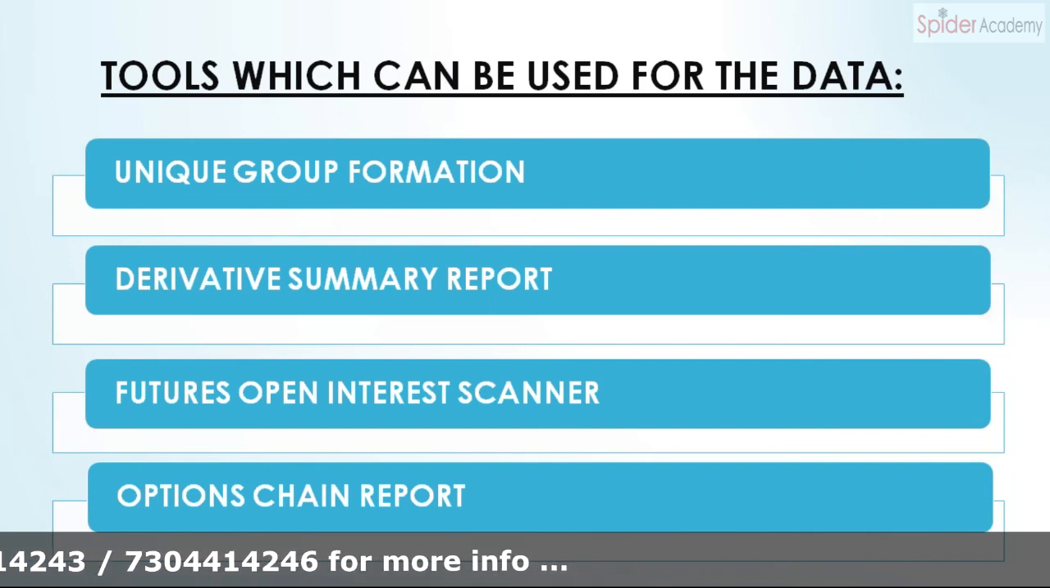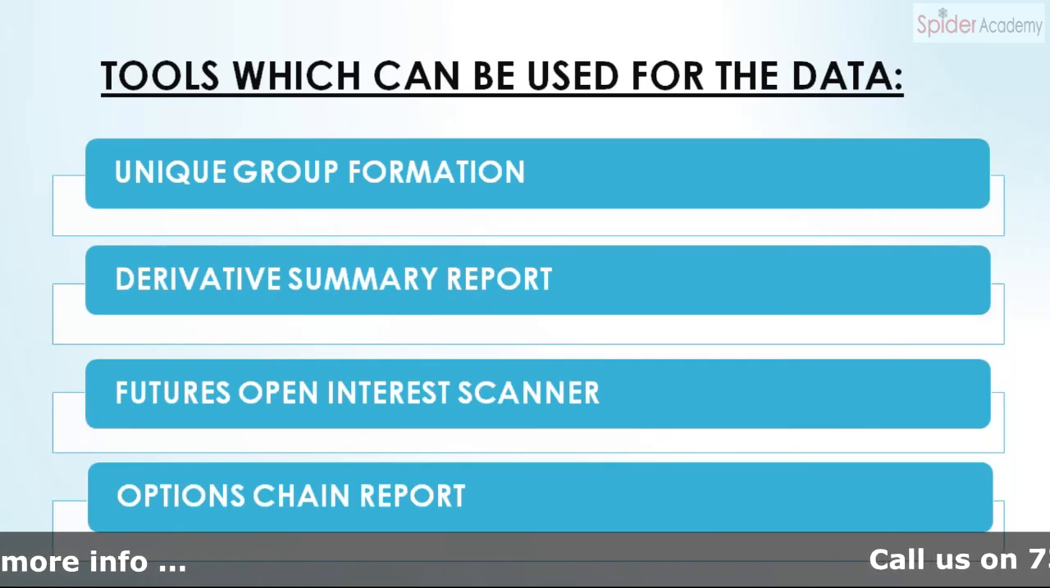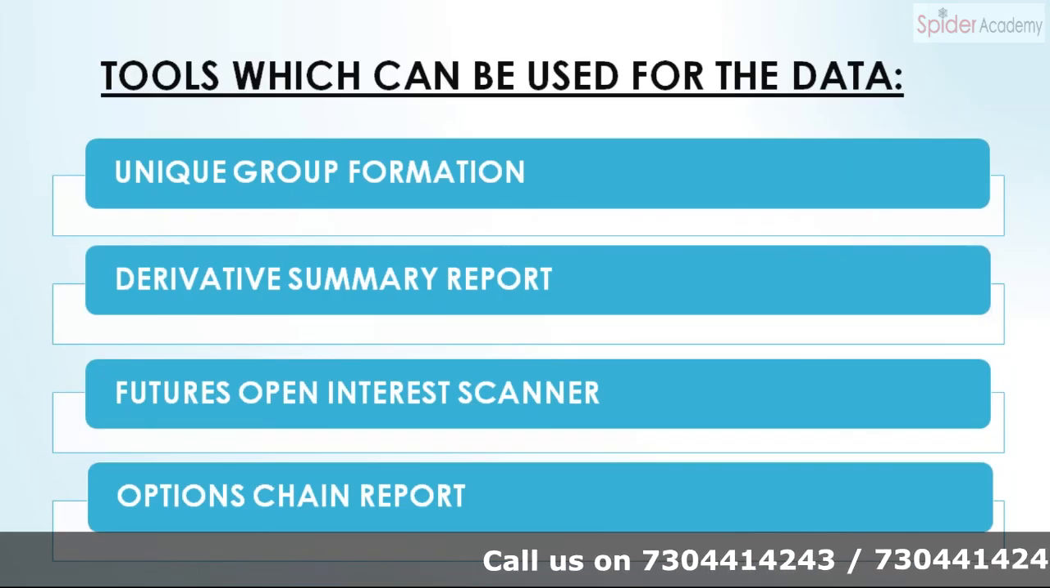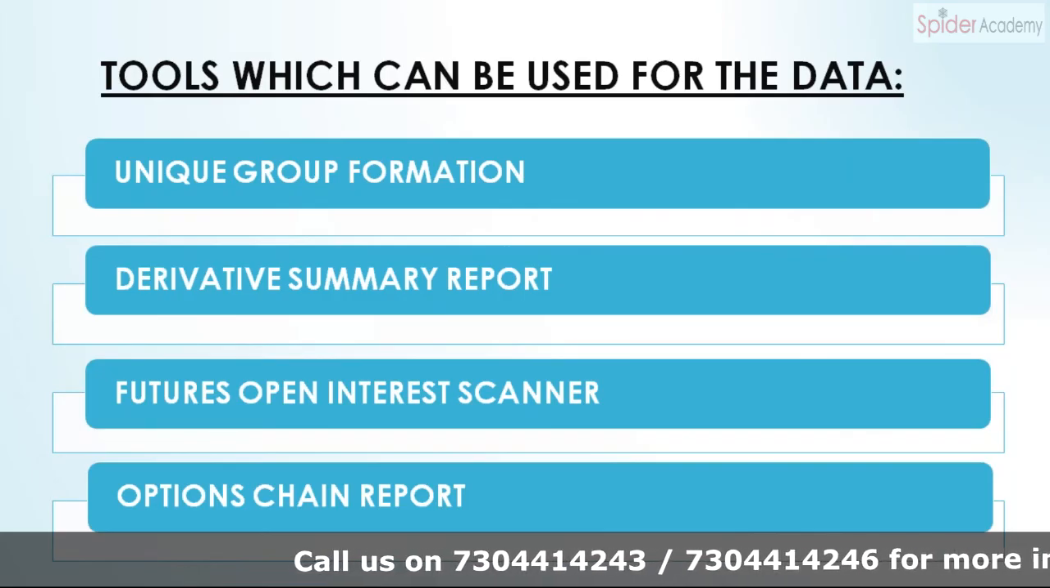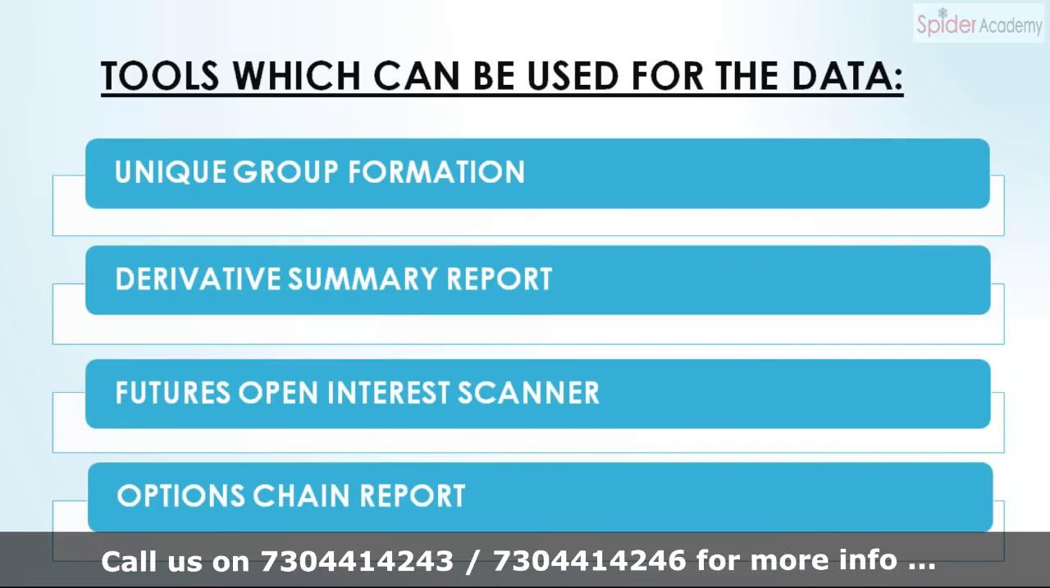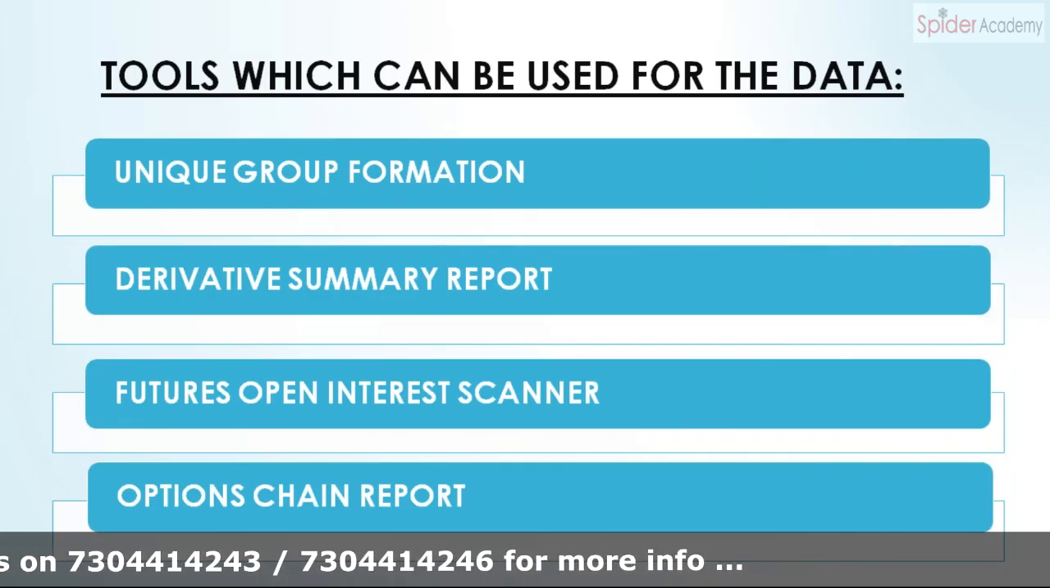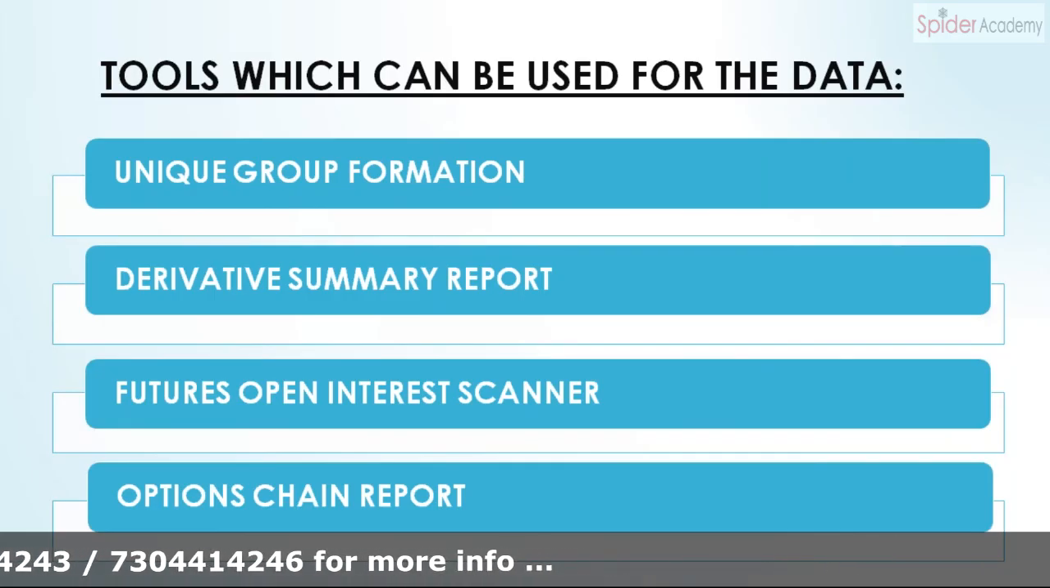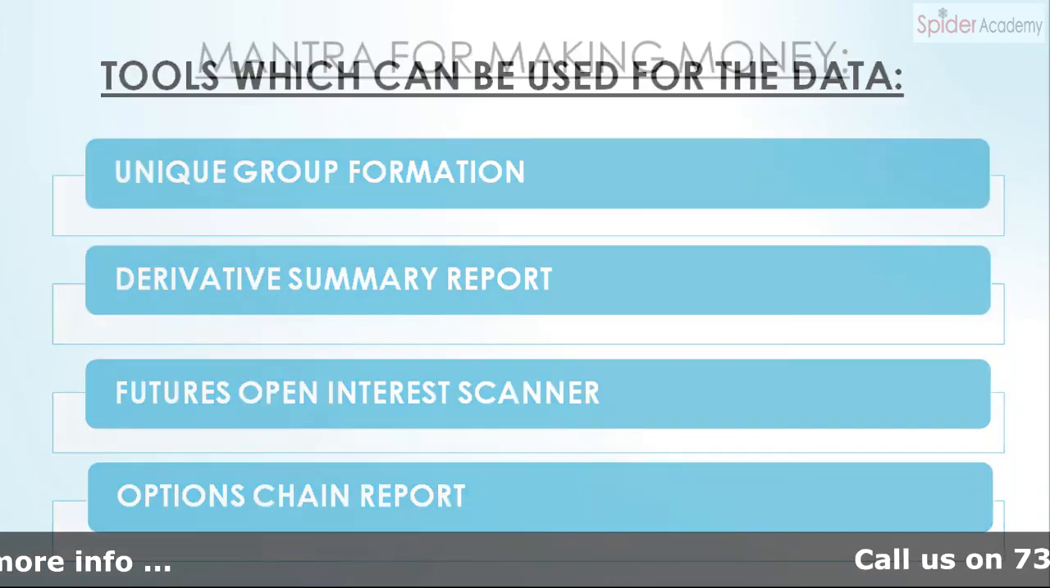Use derivative summary report where there is a call addition, where there is a put addition. Use futures open interest scanner, which is there in Spider. Use option chain report, which is also there in Spider. All these four scanners you can find in Spider. How to use this, how to go and take a trade, those things we'll discuss in the coming session. These are the things which you have to keep in mind.